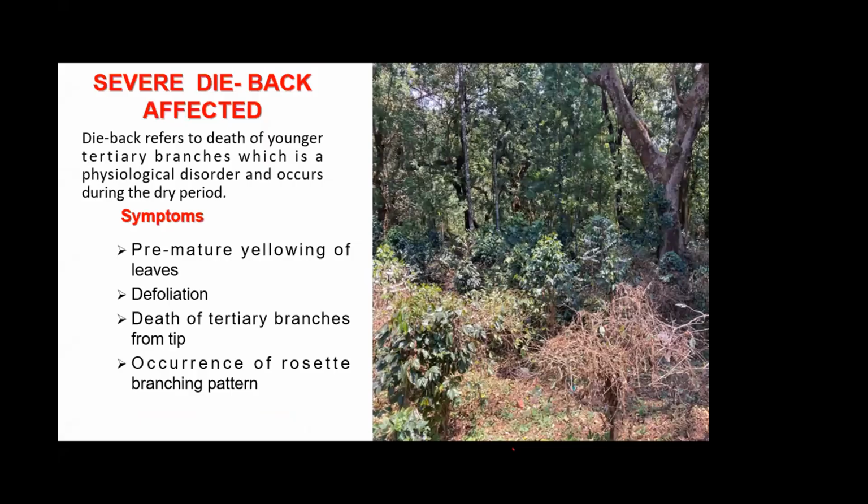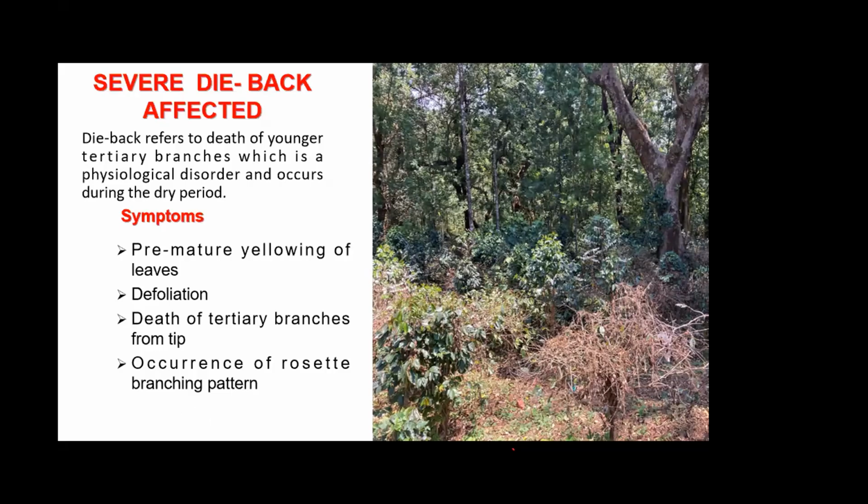The second thing is, if you are not maintaining the optimum shades, you will get this one also. This dieback disorder is also seen. It refers to the death of younger tertiary branches, and it is a physiological disorder normally seen during the dry period. It is exposure to the high light intensity. After exposing, the plants will be wilted and yellowing will be seen. After that, yellowing it will drop off. So you have to retain that 2-tier shade canopy at least.